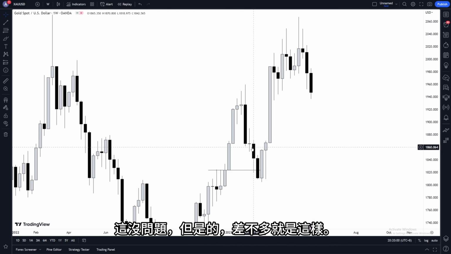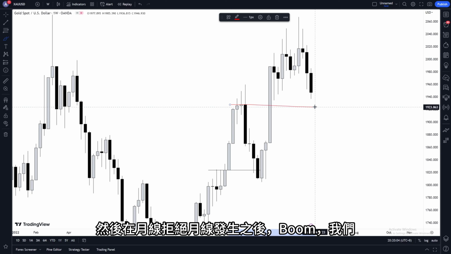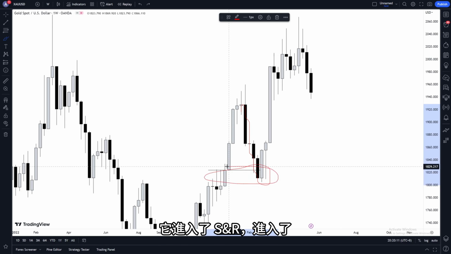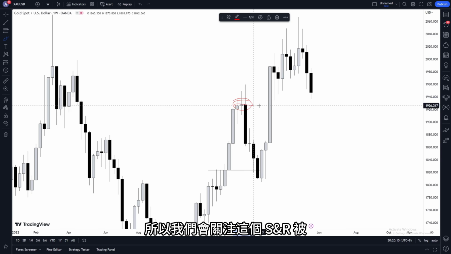But yeah, pretty much. So over here we had ourselves the monthly reject monthly, and then after the monthly reject monthly happened, boom, we break. Why this one? Very simple, because this was the last buy that caused the sell, which entered into the SNR, which entered into that monthly SNR. So we'll be paying attention to this SNR to break.